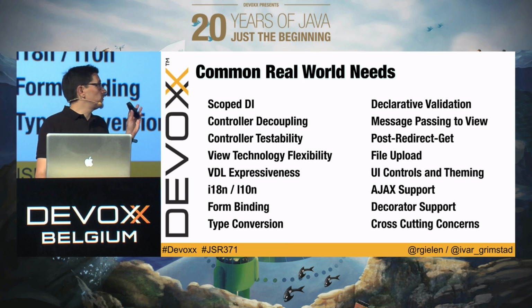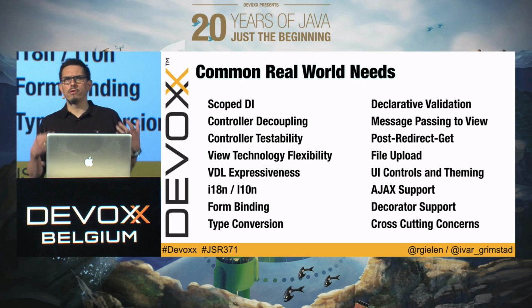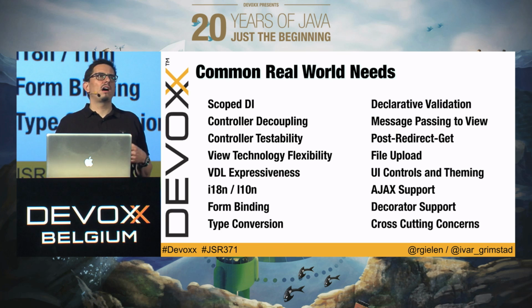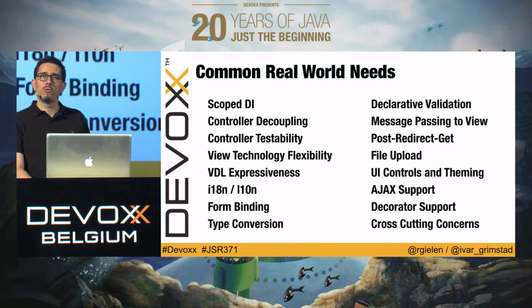So these are just a few. You can extend the list of what you want to get help with. You want to have full support for dependency injection. We have various needs to support AJAX and passing validation messages to the view. So how is it done in these frameworks we look at, and especially in JSR 371?